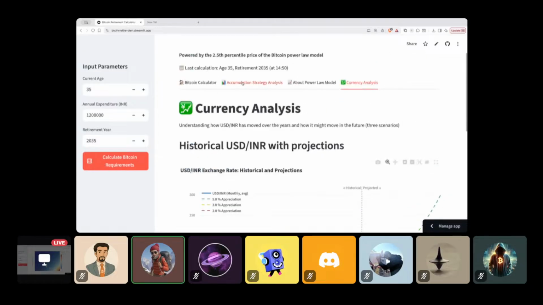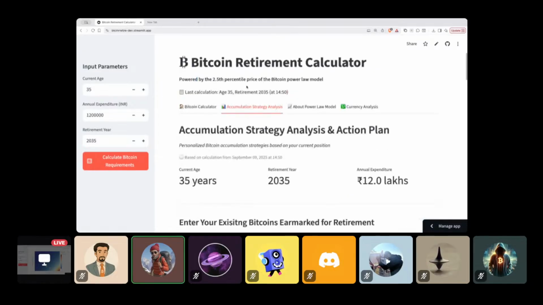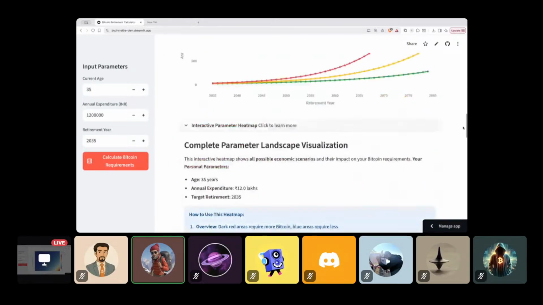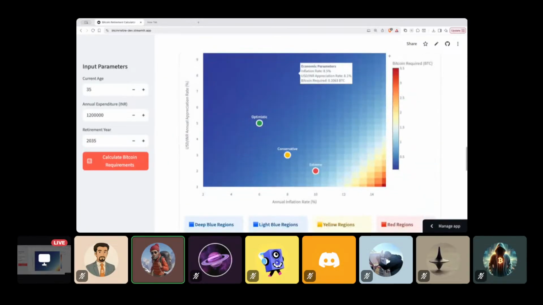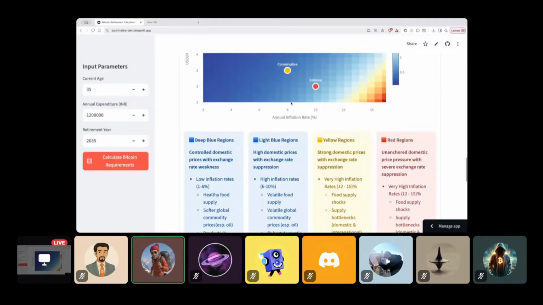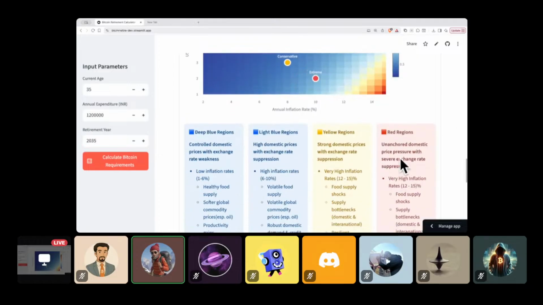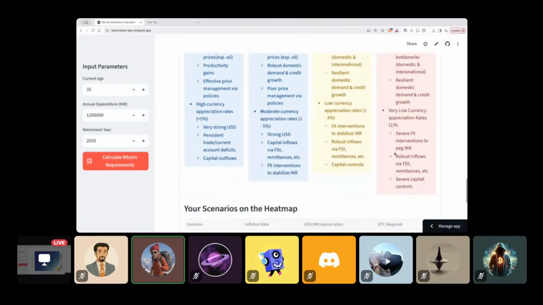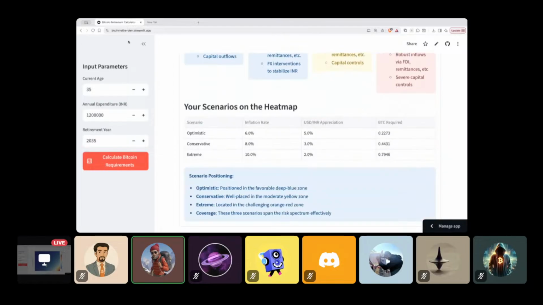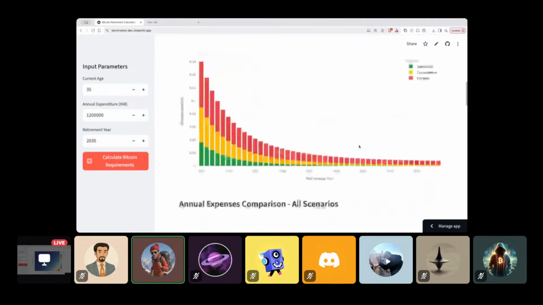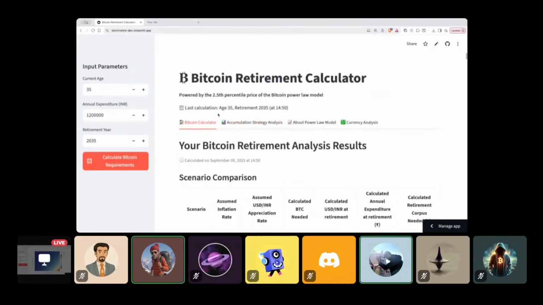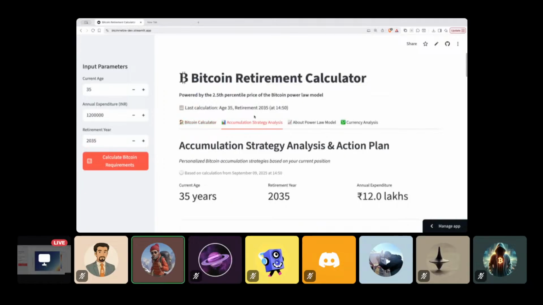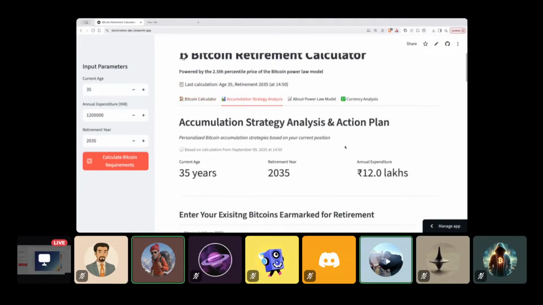So that's something that you will have to look into if you are trying to use this advanced heat map to figure out how much you need. I have given a description of whatever I described here, so you can decide your target based on these areas. Then I have a tab for accumulation strategy.